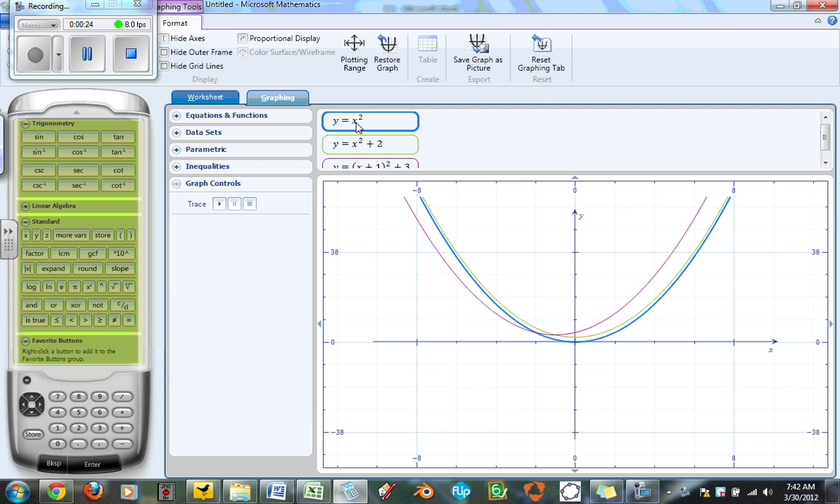So what I've done here is I've graphed three functions. A parent graph of y equals x squared. I like using this graph just because it's something you guys know. And that is the blue graph right here. That's the parabola that's out here.